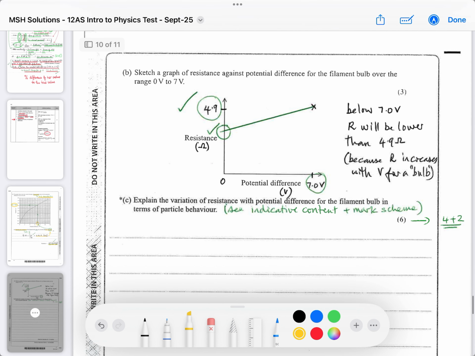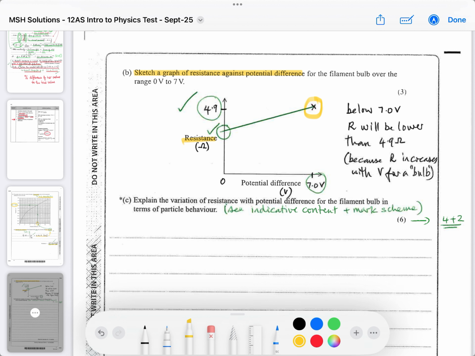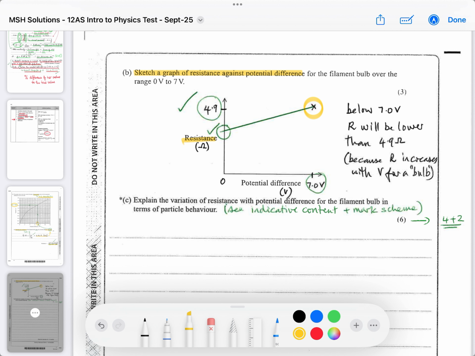Okay? And then they say sketch a graph of resistance against potential difference. This time resistance against potential difference. Well, we know that the resistance at 7 volts is 4.9, so that's 1 point you know. And they want you to sketch it from 0 to 7 volts.